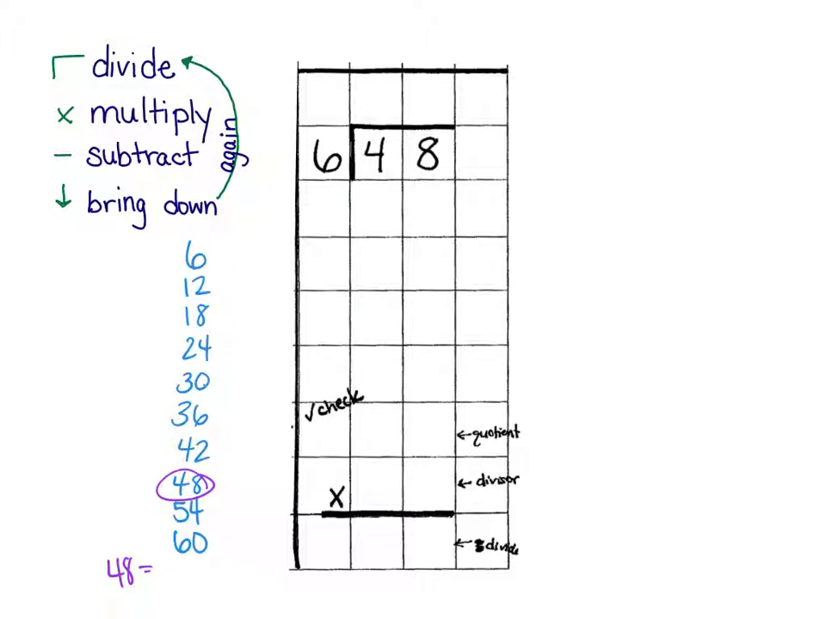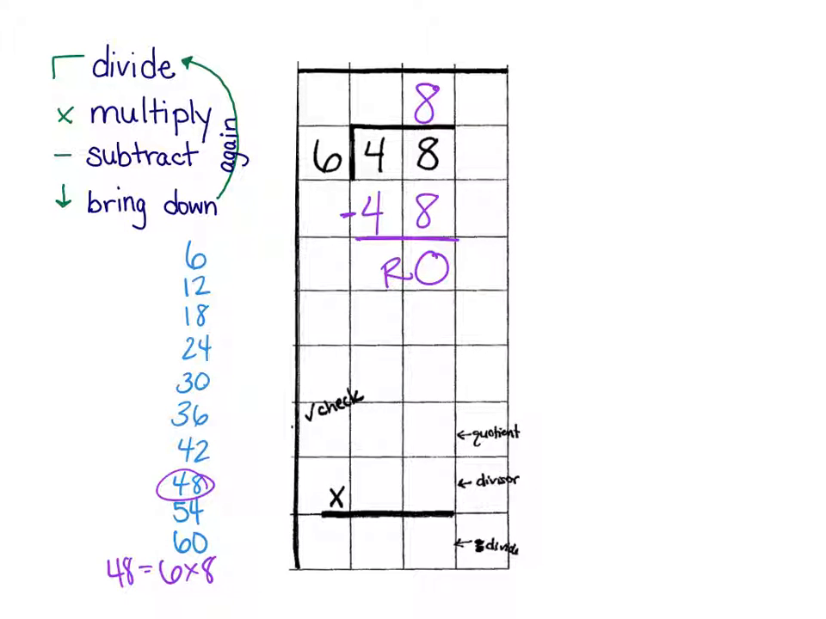48 is the same as 6 times 8. So when we divide, we say there are 8 groups of 6 in 48. Now we're going to multiply. 8 times 6 is 48. Then we subtract. 48 minus 48 is 0. We cannot bring down anything else, so we have a remainder of 0.